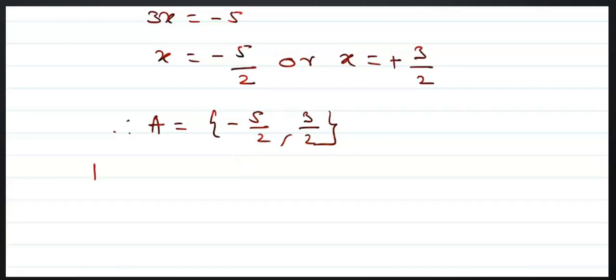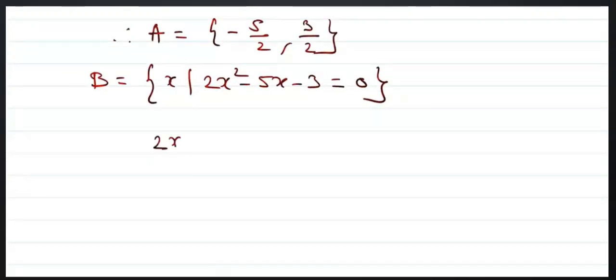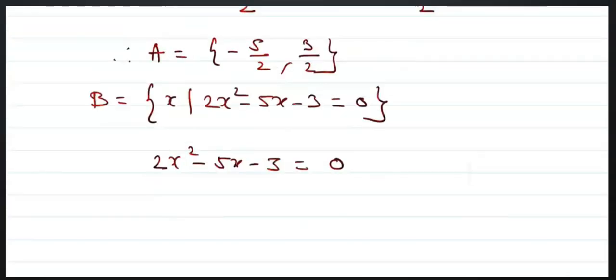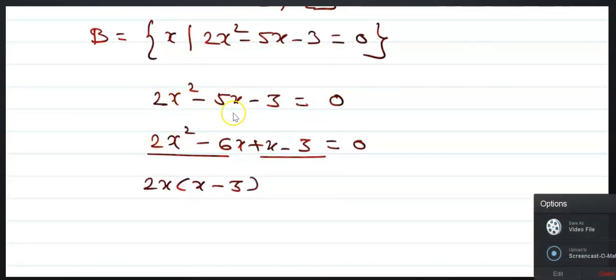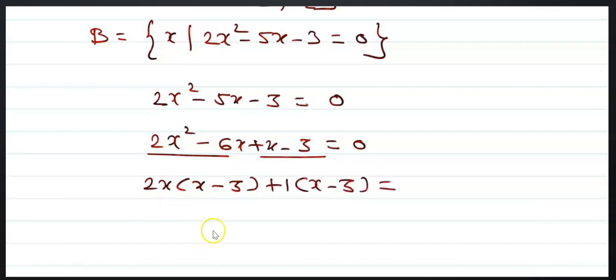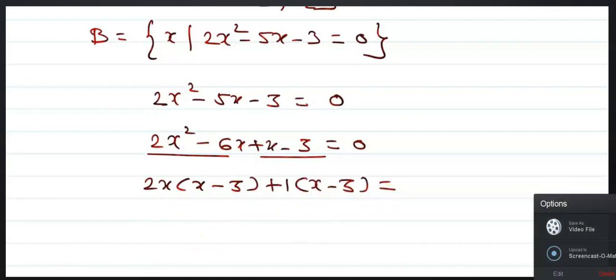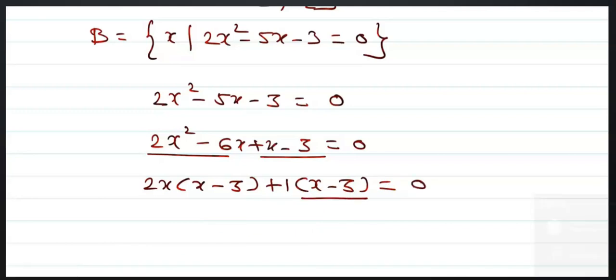Now next, for this we will solve this quadratic equation. X such that 2x square minus 5x minus 3 is equal to 0. The product of 2 and 3 is 6, with the sign minus. Therefore, 2x square minus 6x plus x minus 3. Now take 2x as common, then in bracket x minus 3. From the next, take 1 as common, in bracket x minus 3 equals 0.